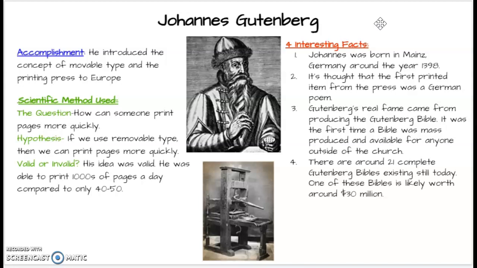So the 4 interesting facts I found on Johannes Gutenberg was that he was born in Mainz, Germany around the year 1398. The second one, it was thought that the first printed item from the press was a German poem. Third, Gutenberg's real fame came from producing the Gutenberg Bible. It was the first time a Bible was mass-produced and available for anyone outside the church. And 4, there are around 21 complete Gutenberg Bibles existing still today. One of these Bibles is likely worth around $30 million.